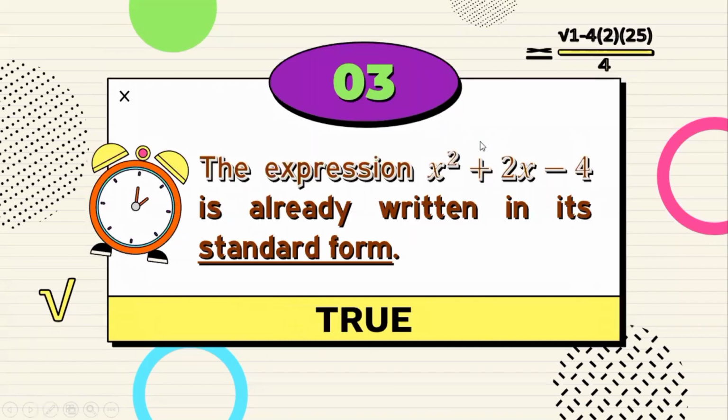Okay, question number 3. Still under true or false or modified true or false type of test. The expression x squared plus 2x minus 4 is already in its standard form. Okay? The given statement is true. Why? Okay? Let us try to explain why is it that x squared plus 2x minus 4 is already in its standard form. Kailan ba natin masasabi na ang given polynomial ay nasa standard form na siya? At kailan natin masasabi na yung polynomial na given ay hindi pa siya naka-standard form? Let's try to discuss that one.